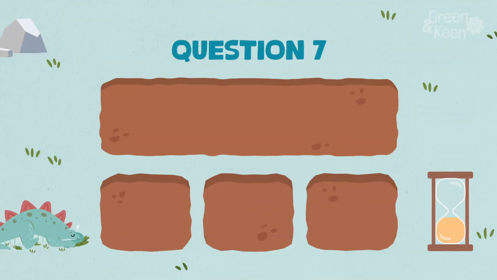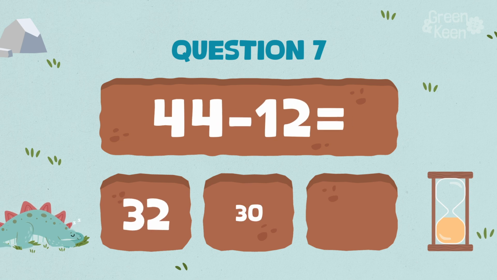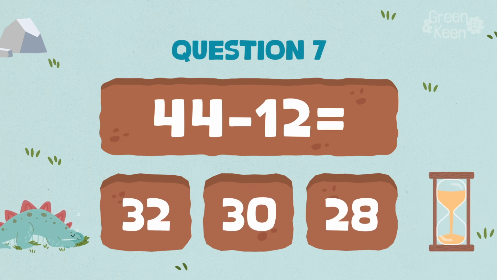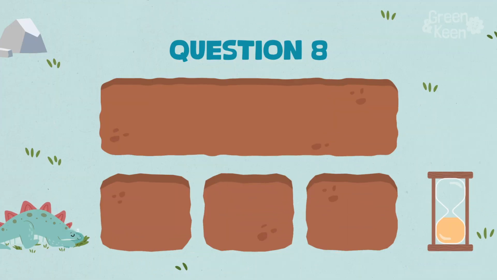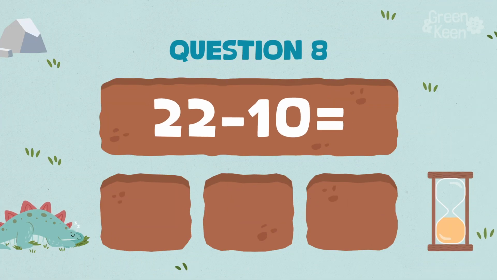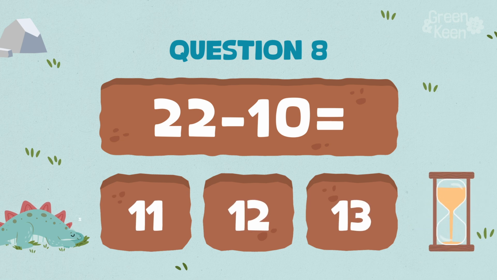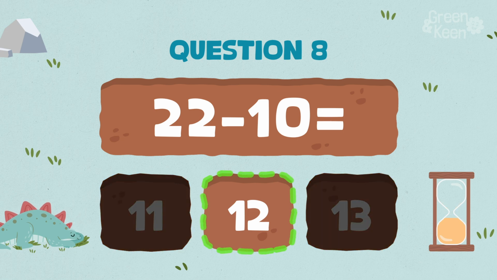Question number 7. 44 minus 12 equals... The answer is 32. Question number 8. 22 minus 10 equals... The answer is 12.